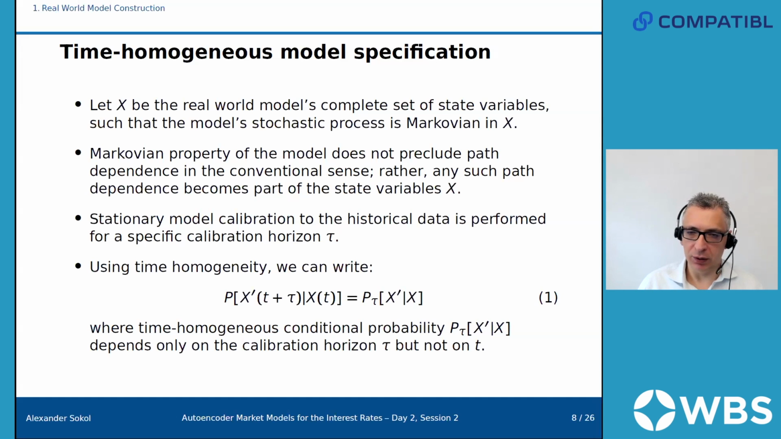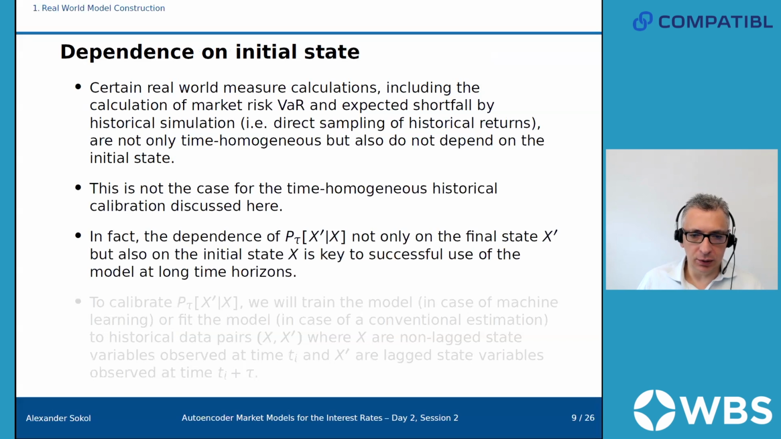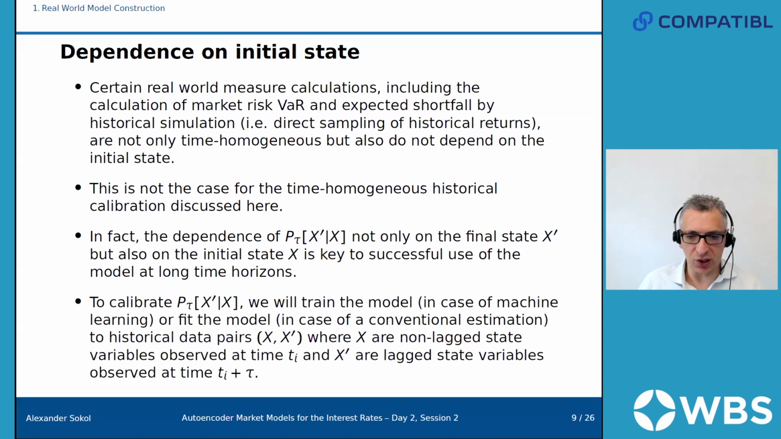It does not mean that you will just take average evolution of rates for all historical points and mix them all up together, right? It does not mean that. So it's not like market risk where you mix everything together and take the quantile. The probability P does not depend on time explicitly, but it does depend on the rates today. So it depends on time through the level of rates today, only through that. Actually that was on a slide, right? So the dependence of P on the initial state is key to successful use of the model, because that's actually where mean reversion will appear.